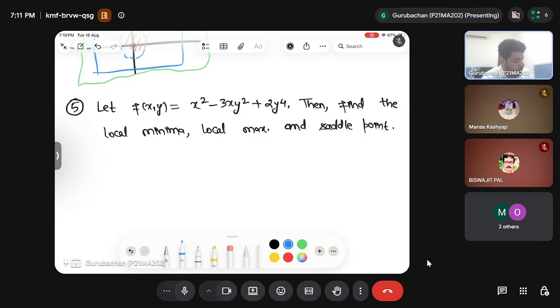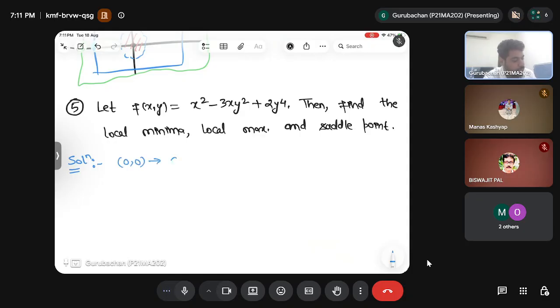So I am assuming that you can do this calculation that 0, 0 is a critical point, right? Yes, sir. So it has a saddle point at 0, comma 0. No, it does not have a saddle point. The test fails. When the test fails, then we can go for the basic definition, no? Yes.